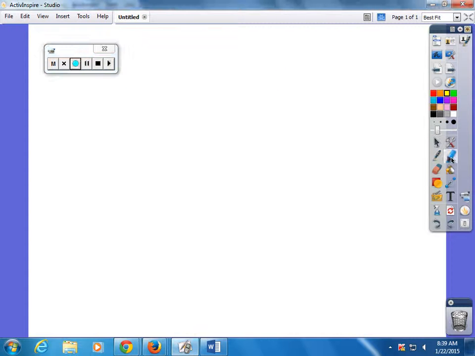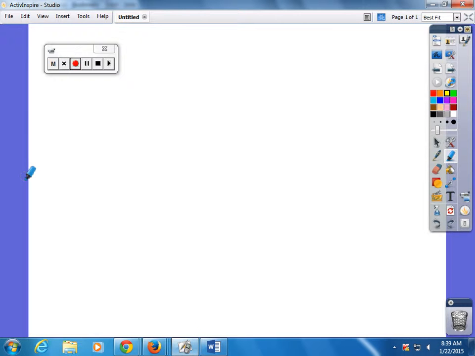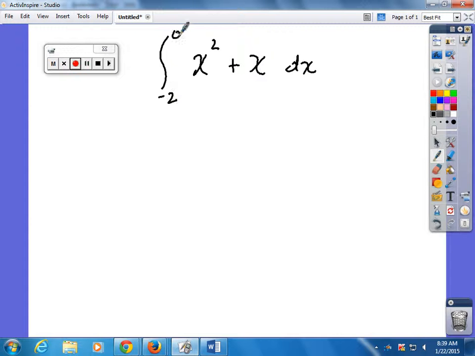So, first problem is the antiderivative of number 23. Somebody tell me what it is, because I can't pull it up right now. Antiderivative of what? X squared plus x dx, and from what values? -2 to 0. Okay?